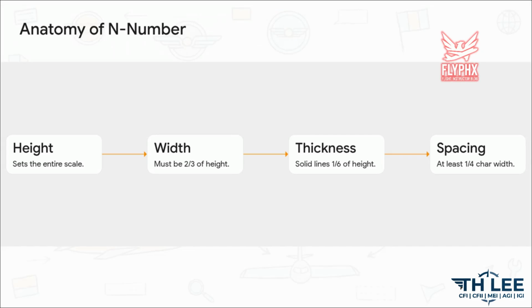So let's see how all this builds into the exact anatomy of an N number. Like I said, the math here is a strict science. Step 1, the height sets the entire scale for everything else. Step 2, the width of the characters must be exactly 2/3 of their height. The only exceptions are the number 1, which is much narrower at 1/6 the height, and the letters M and W, which may be full width. Step 3, the thickness of the solid lines forming the letters must be 1/6 of the character's height. Step 4, the spacing between each character must be at least 1/4 of the character width. Finally, these marks must maintain perfect uniformity on both sides of the aircraft.